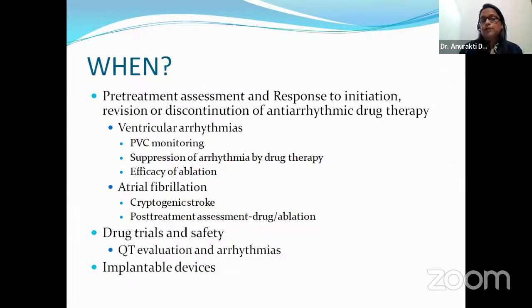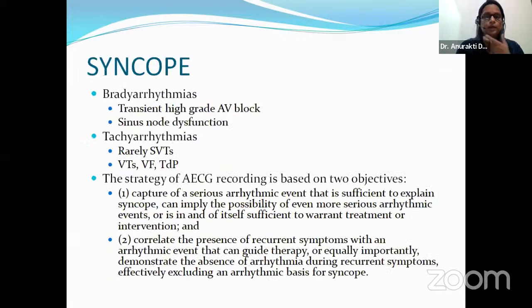Then there are drug trials and safety, especially for QT evaluation. As we know, class 3 drugs cause QT prolongation, especially if they're given in combination with class 1C. So you have to see QRS duration, QT, and everything. For that, we might also require AECG monitoring. Implantable devices have a very limited role, but why and when to do it, we can discuss as we go further. Let's come to the first commonest indication for doing a Holter, which is syncope.